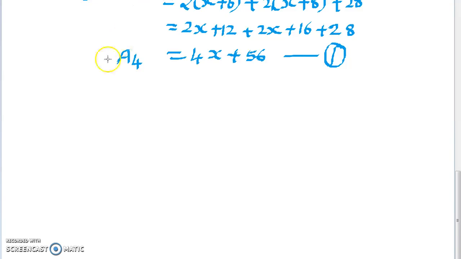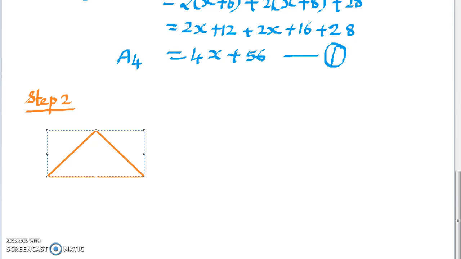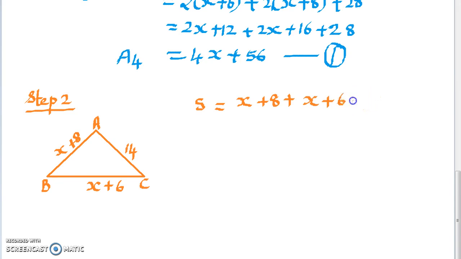So let's draw the triangle so that we are familiar with what we are talking about. Let me just put up step 2, that is the area of triangle ABC, whose three sides are 14, that is AC, x plus 6 is BC, and x plus 8 is AB. So the first step for Heron's is to find the semi-perimeter. So it's x plus 8 plus x plus 6 plus 14, divided by 2.